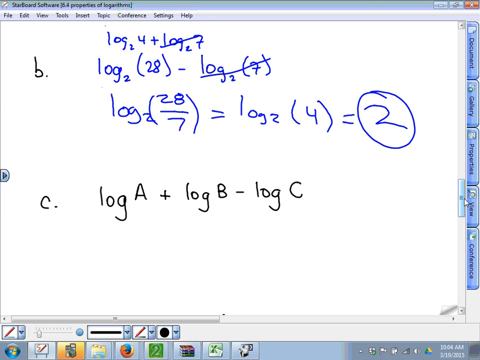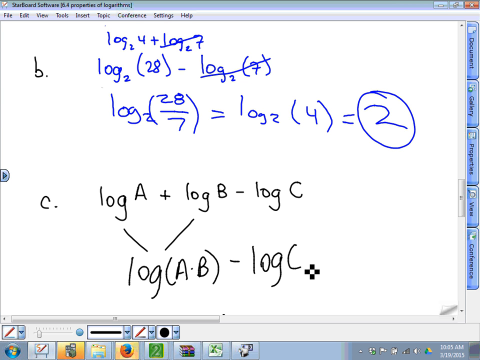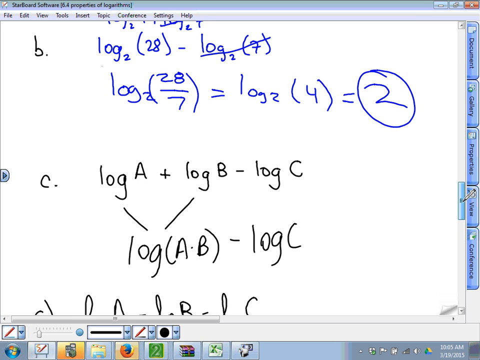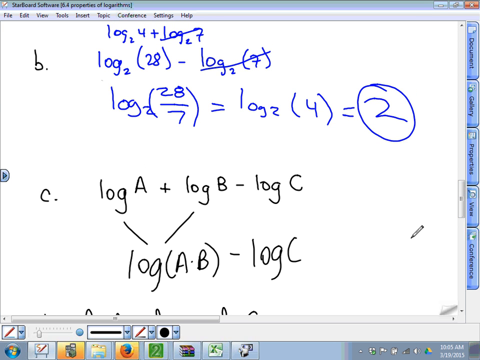I'd recommend, maybe not for everybody, I think some of you in here understand well enough to maybe just go right to the answer. But for most of you, I recommend you go from left to right and condense two at a time. These two, for example, there's a plus sign between them. That means A times B. So that will become log of A times B. And then you subtract log C. Now you can condense these two.